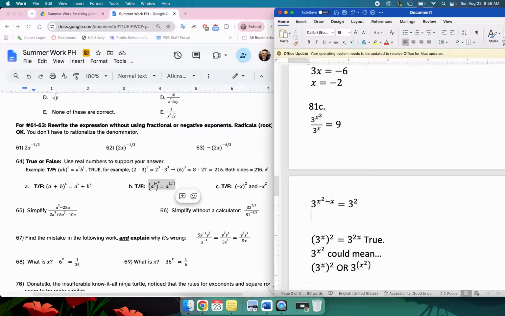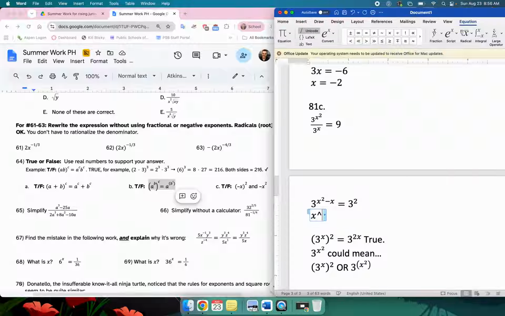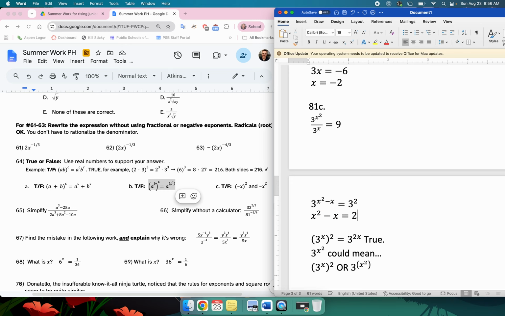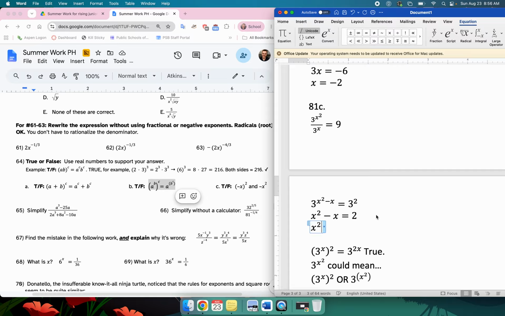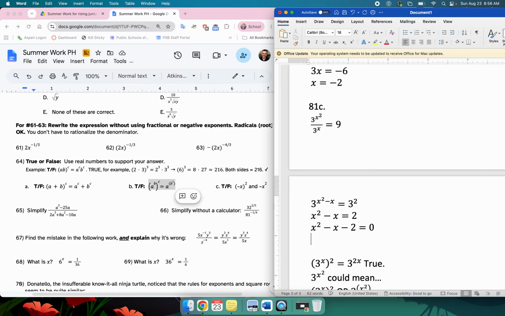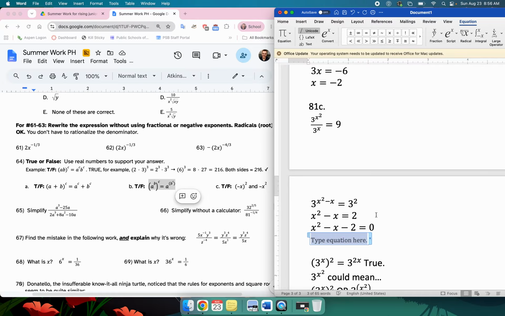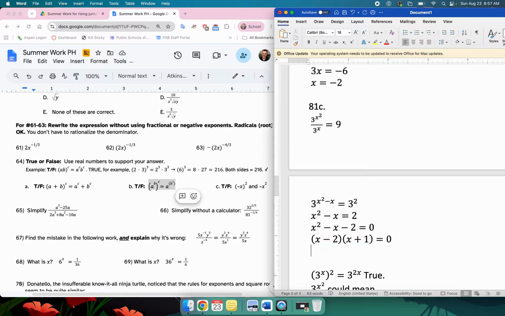Okay, now I have the same base, which means I'm allowed to equate the exponents. So that's x squared minus x equals 2. Well, that's a quadratic equation, so I can solve that. x squared minus x minus 2 equals 0. So I'm looking for a pair of numbers that multiply to -2 and add up to -1. I think that's -2 and 1. So that's how that factors, which means my solutions are x equals 2 and -1.